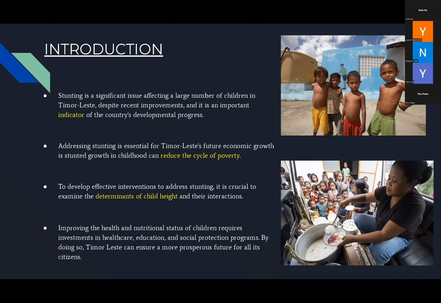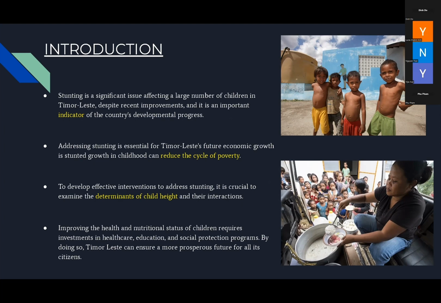In Timor-Leste, child height is a key indicator of developmental progress, but stunting remains a significant issue despite recent improvements. Malnutrition and limited healthcare access contribute to high levels of stunting, which can lead to physical and cognitive impairments with long-lasting effects. Addressing these issues is crucial for Timor-Leste's future, as stunted growth hampers productivity and perpetuates poverty.